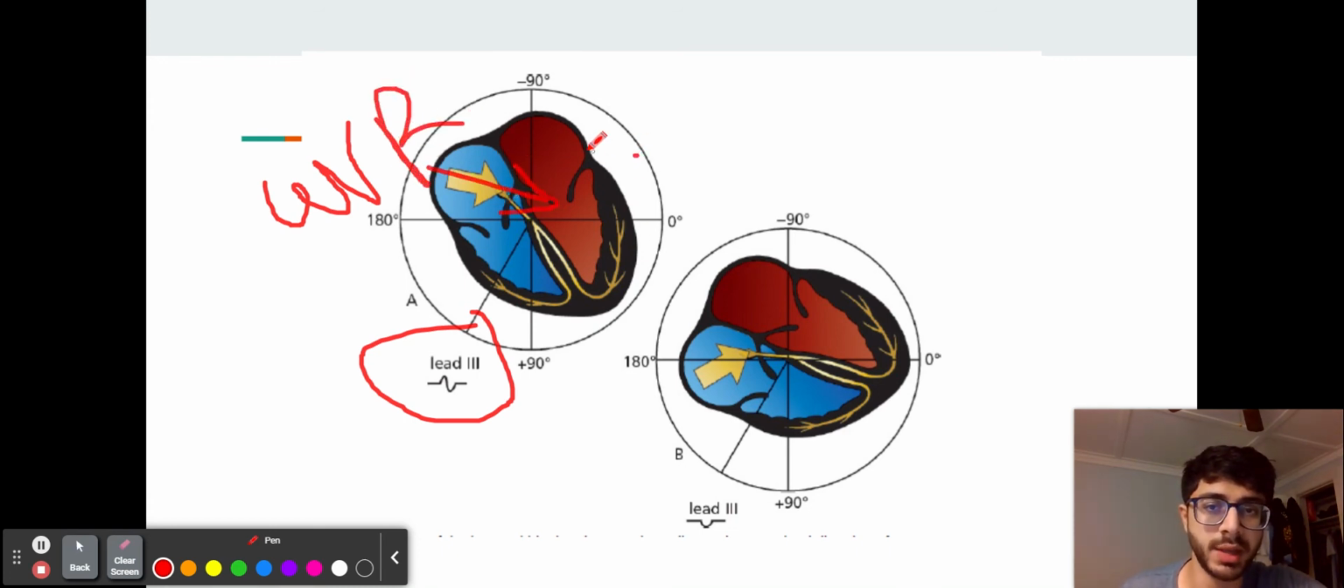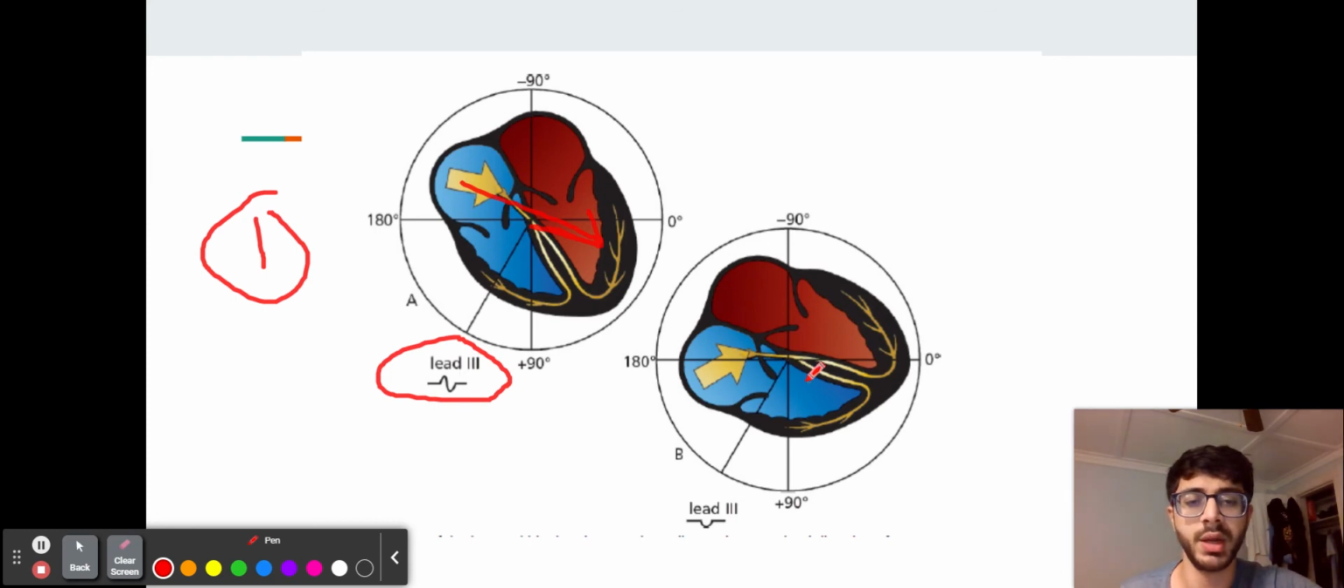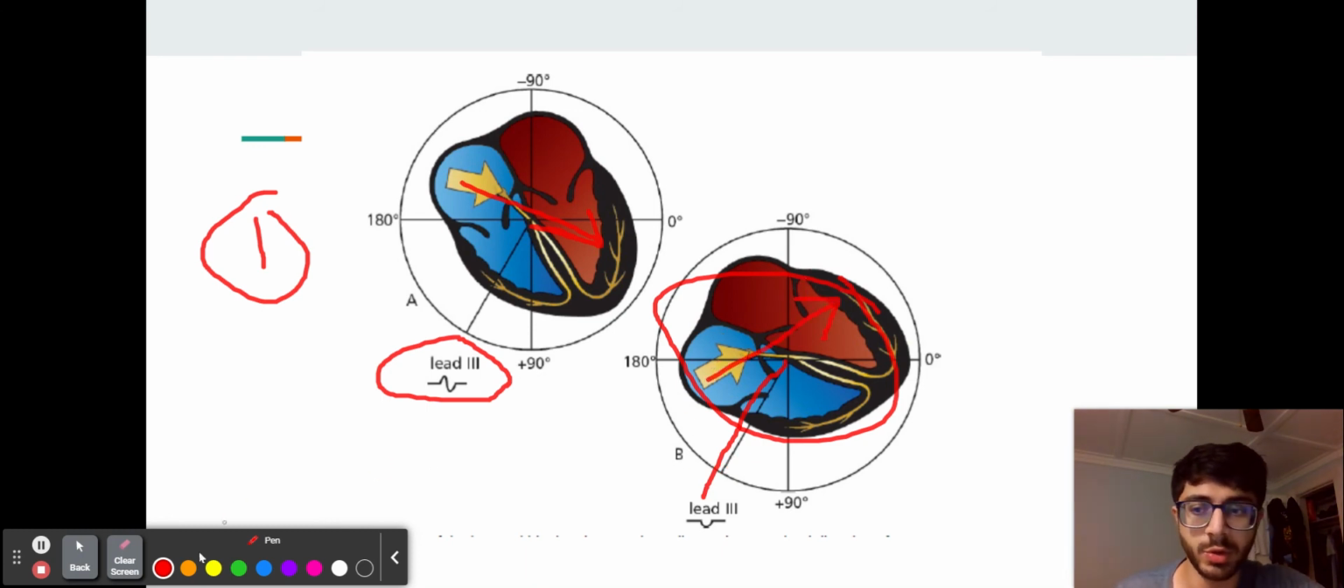Some people's hearts are oriented like this, as in the first picture. Then you notice that lead 3 is perpendicular to this, and you're going to have a biphasic P wave in lead 3. But what if your heart is lying flat like this? Now you notice lead 3 isn't perpendicular to the mean electrical current, which is this way. So you're not going to have a biphasic P wave in lead 3.